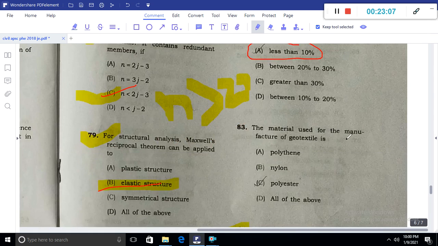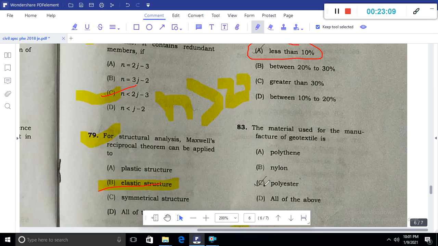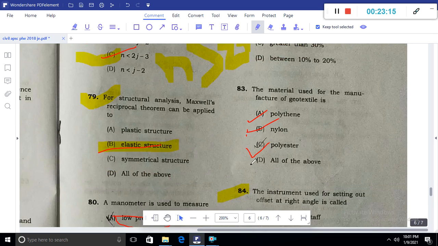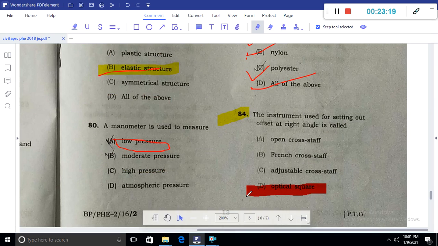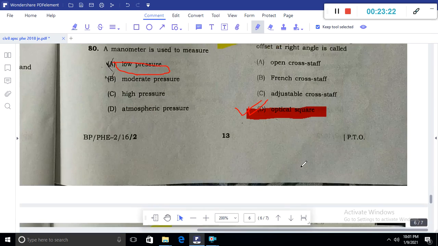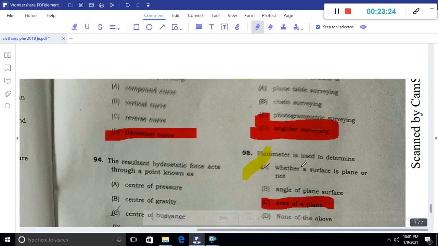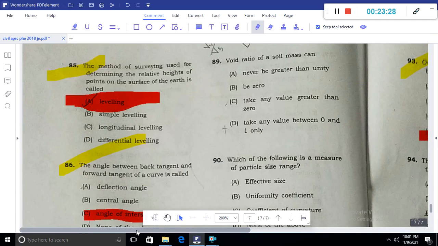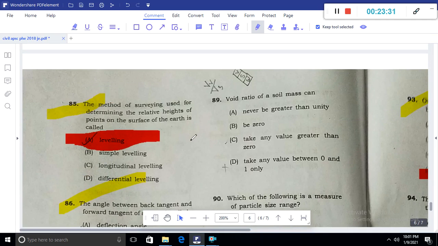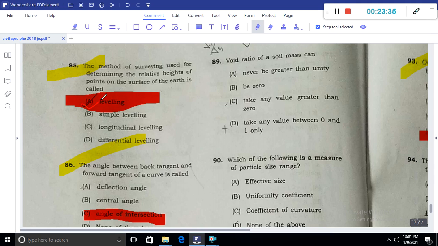Okay, the material used for the manufacture of geotextile: we can use polythene, nylon, polyester. So our correct answer is all of the above. The instrument used for setting out offsets at right angle: for taking offsets we can use an optical square. The next question, the method of surveying used for determining relative height of points is known as leveling. Leveling is used for determining the relative height.